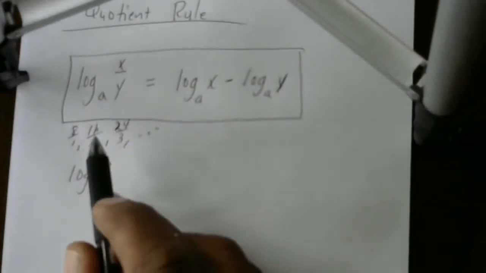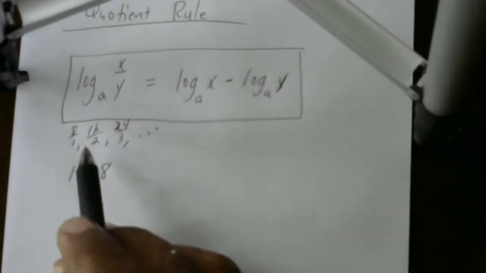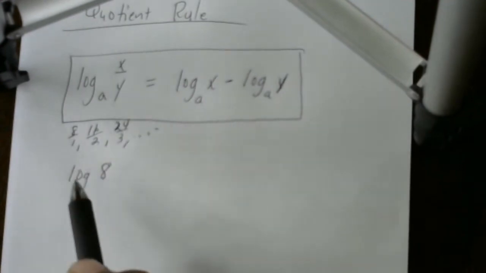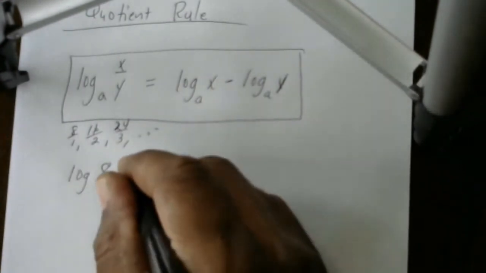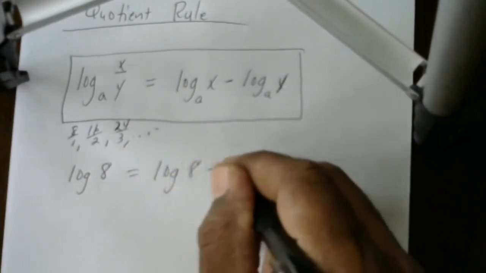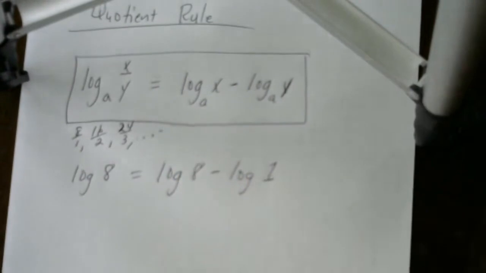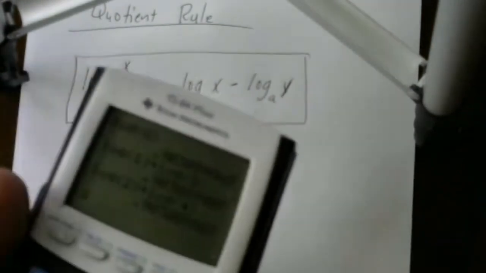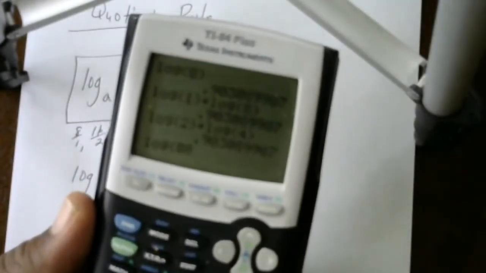So I'm going to try a couple of these. I'm going to use the 8 and the 1. This quotient rule will allow me to rewrite the log of 8 as the log of 8 minus the log of 1. So I'm going to put that into the calculator. The log of 8 minus the log of 1. And I get the same value, 0.903.